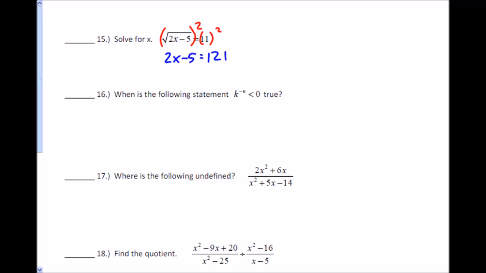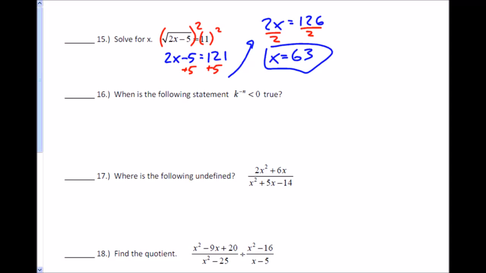So I'm going to add the 5 to each side. I'm just solving for x. Let me bring that over here. That's 2x equals 126. Divide each side by 2. So I find out that x equals 63. And that's it. I can easily go back and plug that in and check it. And I should, because remember, we can get extraneous solutions here. So plug it back in and you'll see that that one does indeed work.